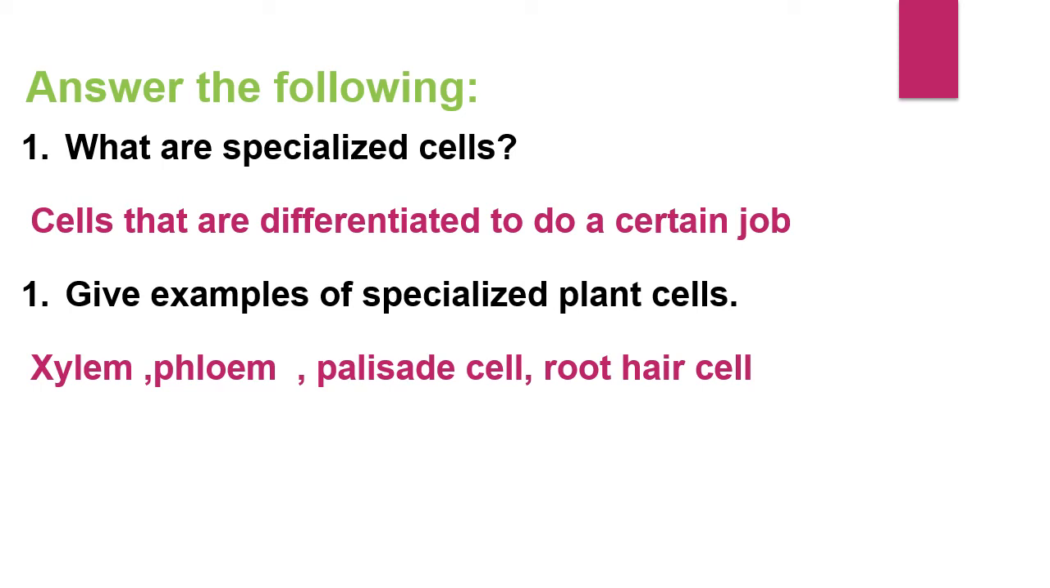Now let's solve some questions. What are specialized cells? Of course, you have to memorize the definition for specialized cells, which means cells that are differentiated to do a certain job, or you can say cells that are changed to do a certain job. Give examples of specialized cells. Specialized what? Specialized plant cells, not animal cells, plant. So we can say xylem, phloem cell, palisade cell, root hair cell.